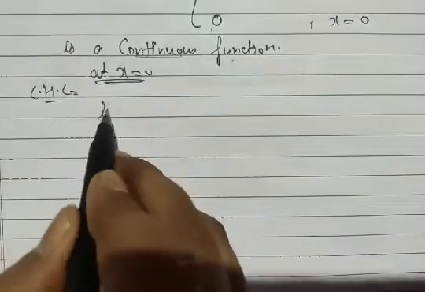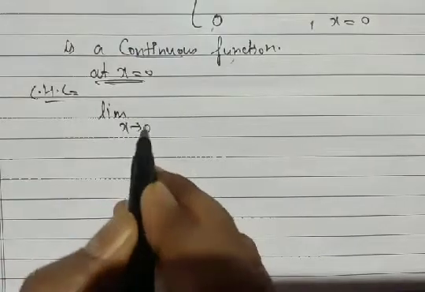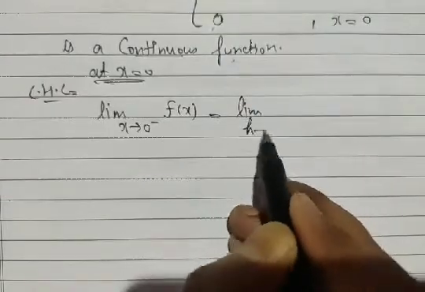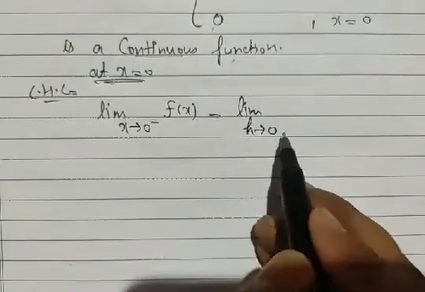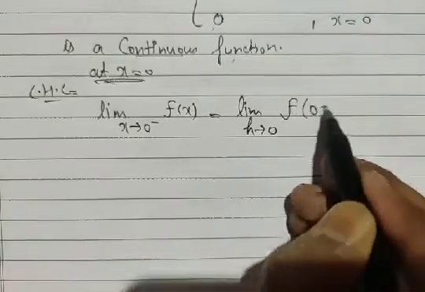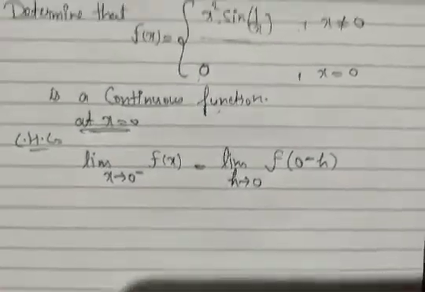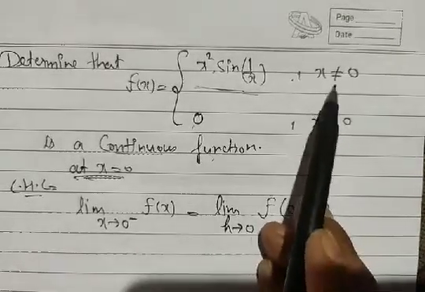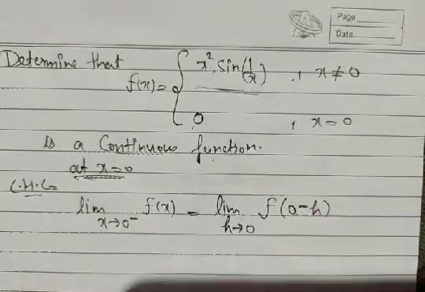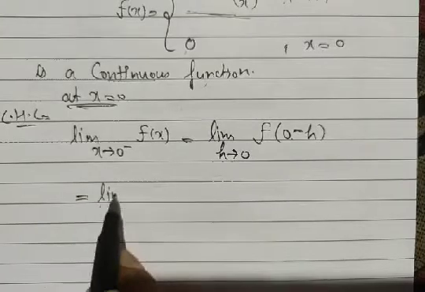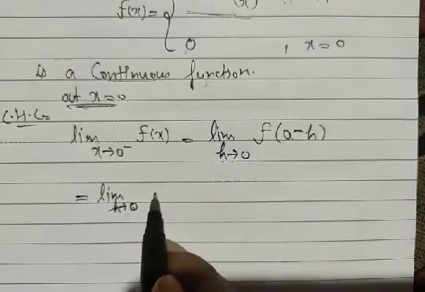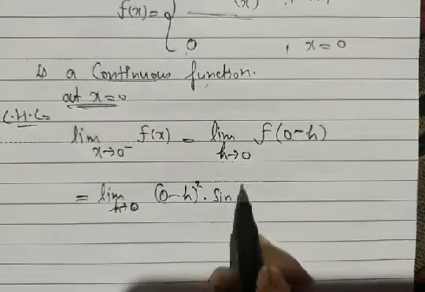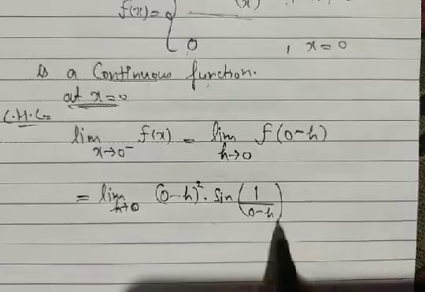We are going to check its continuity at x equal to 0. Now our left hand limit, the limit as x tends to 0 minus of f(x). Then we change it by an arbitrary h tends to 0. Always our h tends to 0 here. Then change the point to 0 minus h. Then we use the defining function, since 0 minus h is not equal to 0, so we take x not equal to 0, and it is defined as x square into sine 1 by x. Then we put the limit as h tends to 0 of 0 minus h whole square into sine of 1 upon 0 minus h.